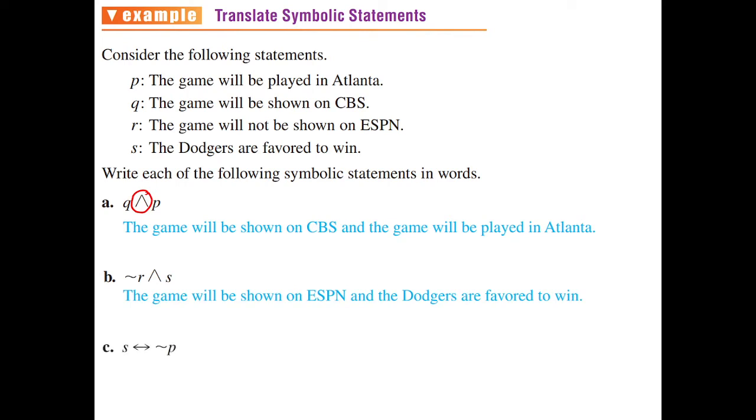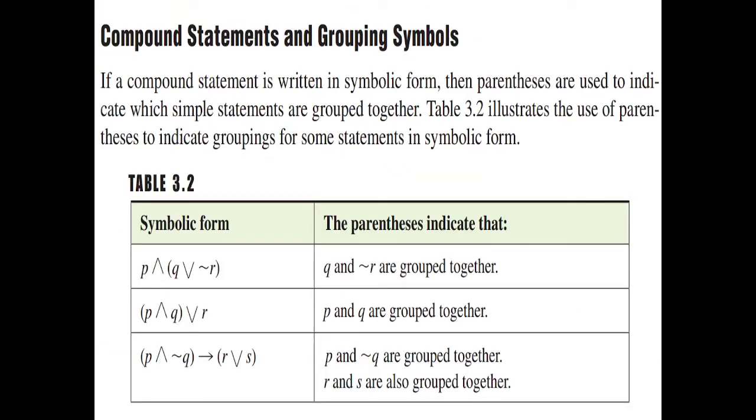Letter C, I have here the symbol for if and only if. So I'm gonna start with statement S. The Dodgers are favored to win if and only if, negate P. The game will not be played in Atlanta. So this is simply translating symbolic statements. Is this clear, by the way? Yes, sir. Okay. Now let's continue.